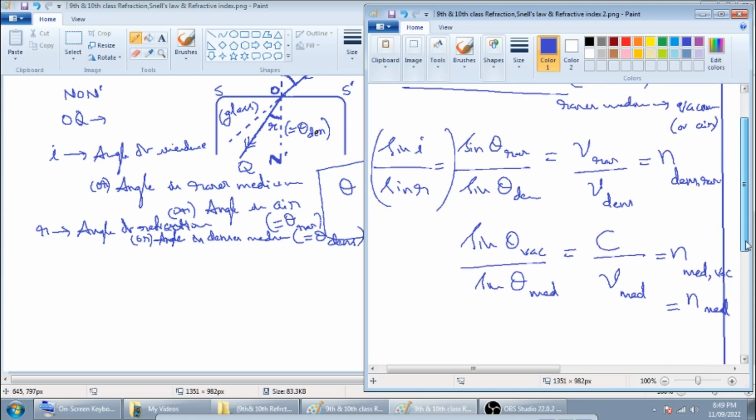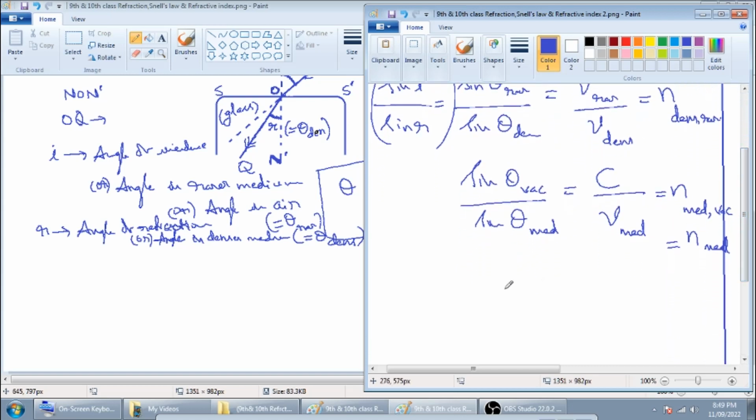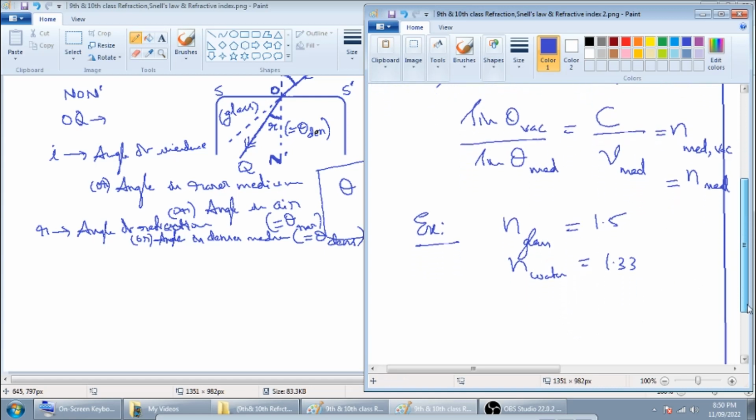So what is the best example for this? We know the best example already. The best example is the absolute refractive index of glass. That means the refractive index of glass with respect to air or vacuum, which we already know is 1.5. Next, the absolute refractive index of water. From examples, the meaning can be understood and remembered more clearly. So what is the absolute refractive index of water? 1.33. It's also with respect to air or vacuum. So these are the two simple examples of absolute refractive index.